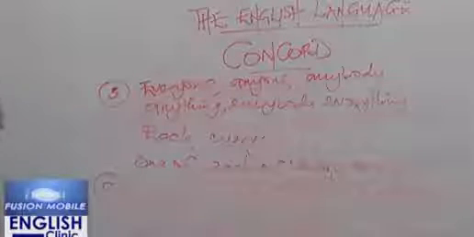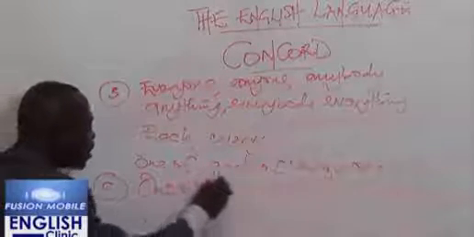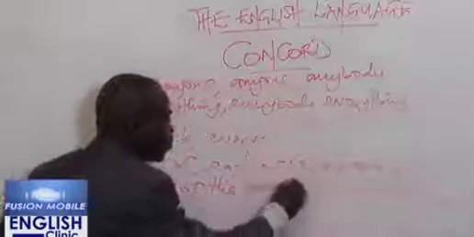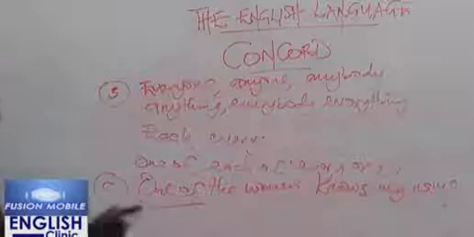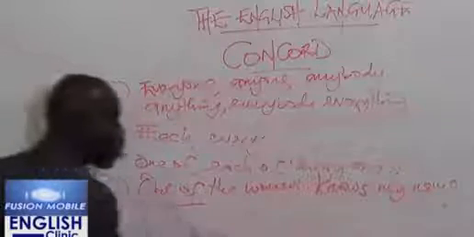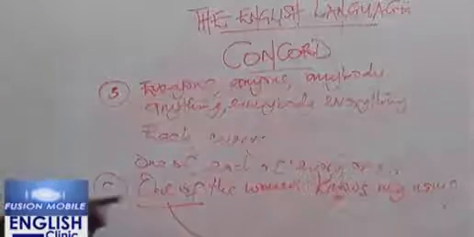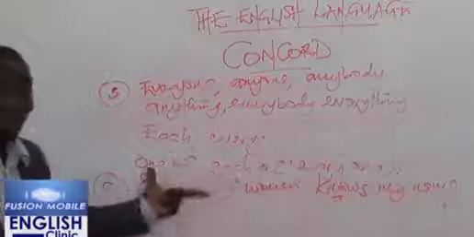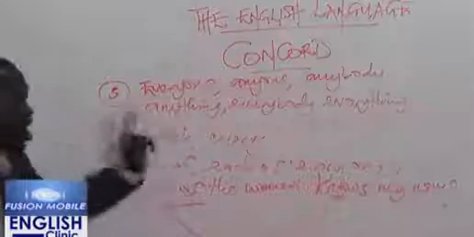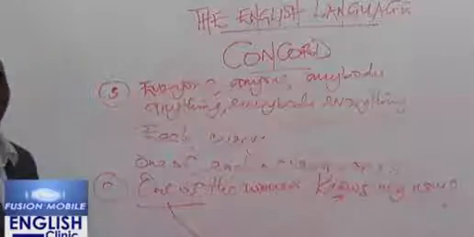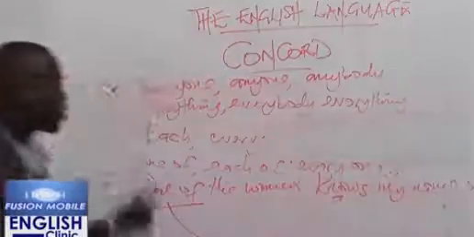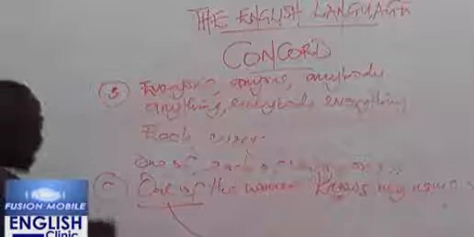Example C. You will discover something like this. One of the three women knows my name. Now, I told us before that whenever we have one of, it must be followed by what? By a singular noun. So, one of the three women, we don't know the number of women, maybe there are three, there are four, but only one of them knows my name. I can't say one of the three women know my name. That would be grammatically what? Incorrect. So this example is actually what? Correct. Look at this other example.